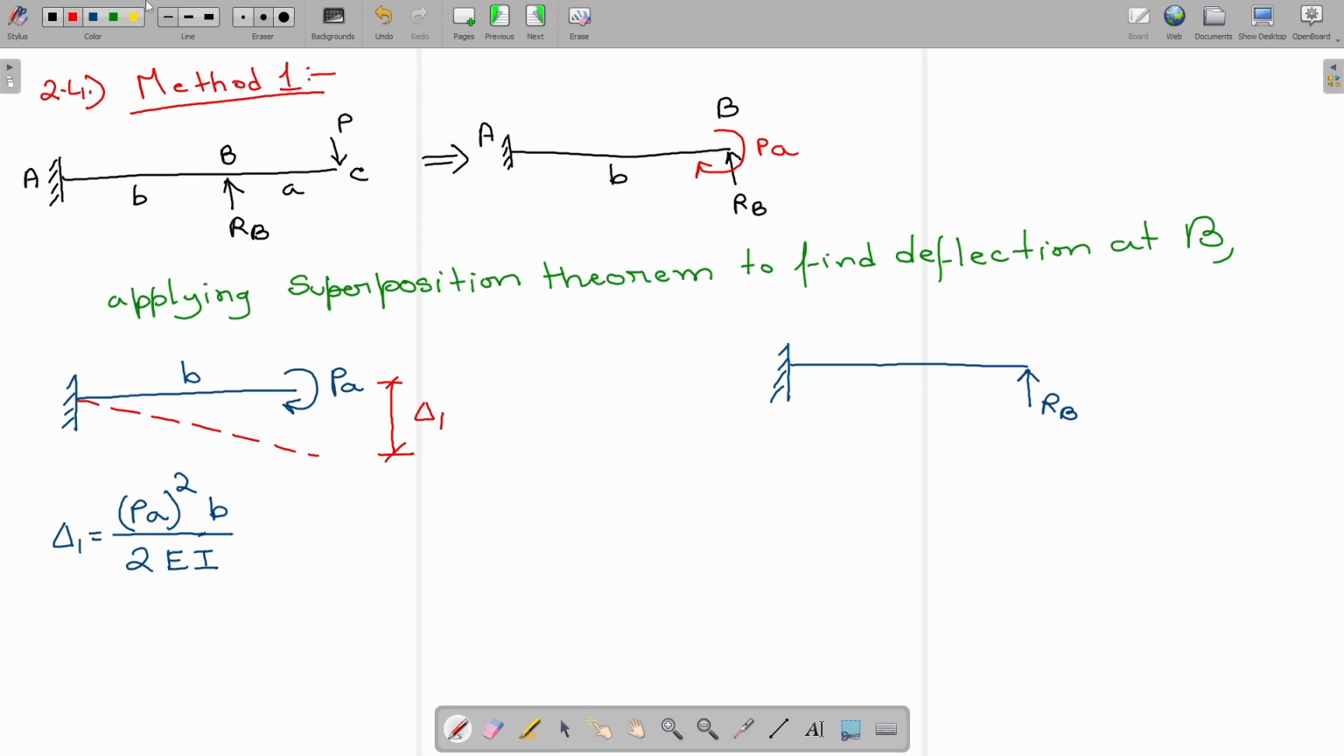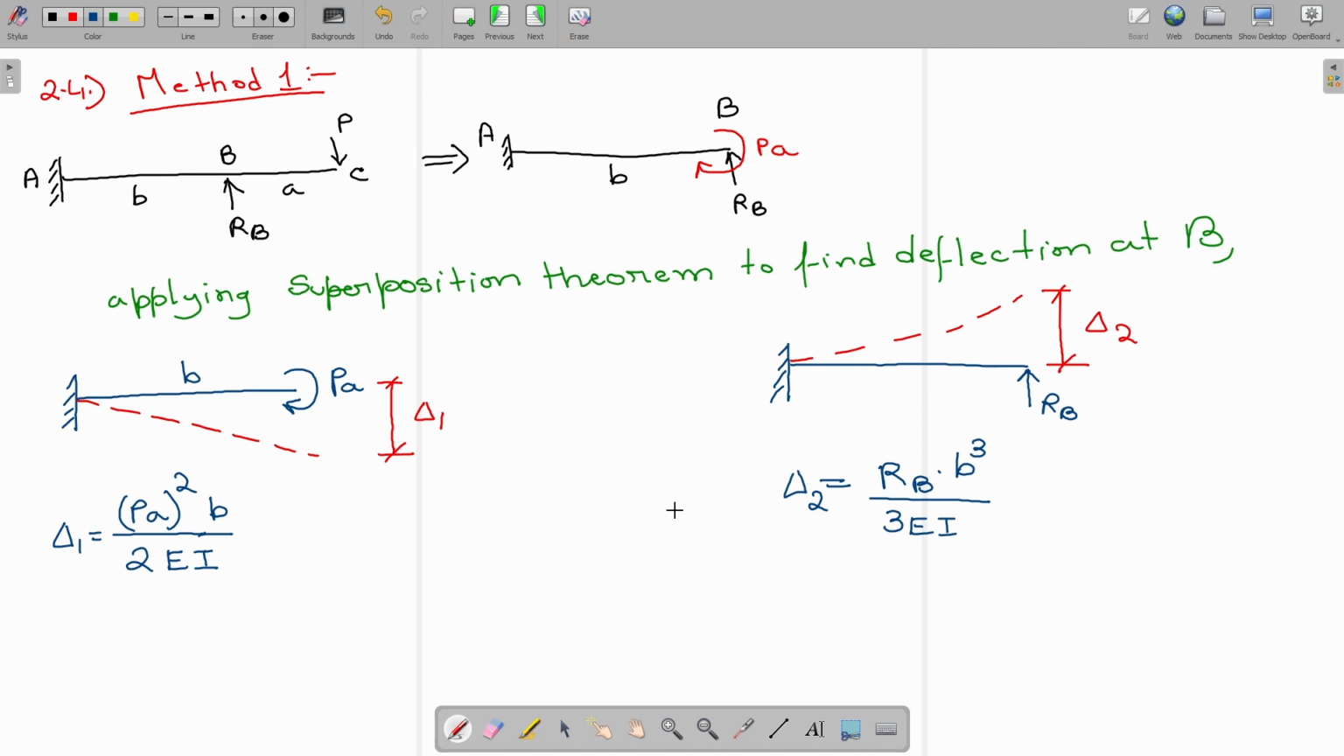The beam is getting deflected like this. This is the deflected shape of the beam. This is given as delta 2. Now, delta 2 is given as RB into BQ, which is the length of the cantilever beam, by 3EI.